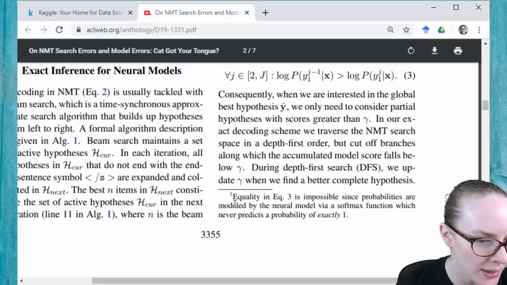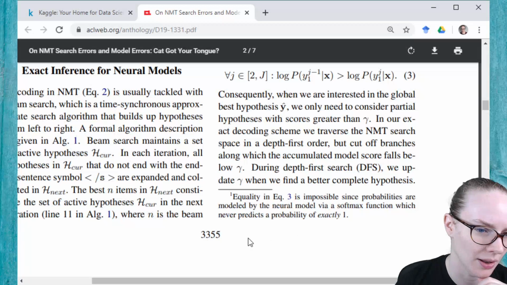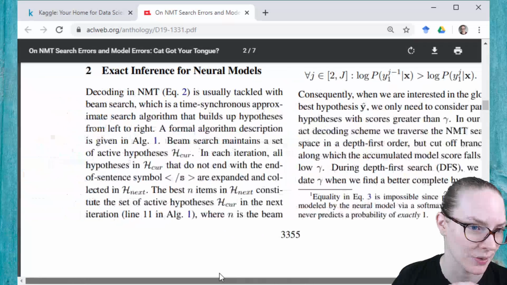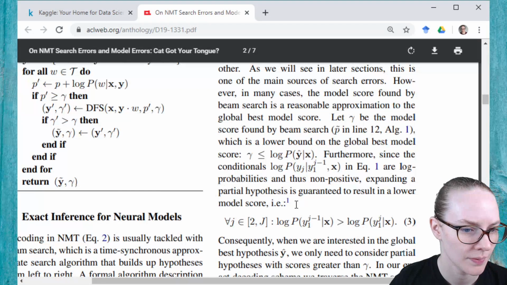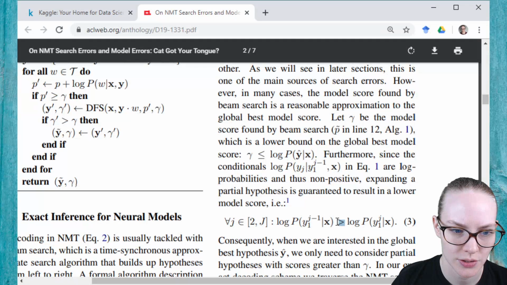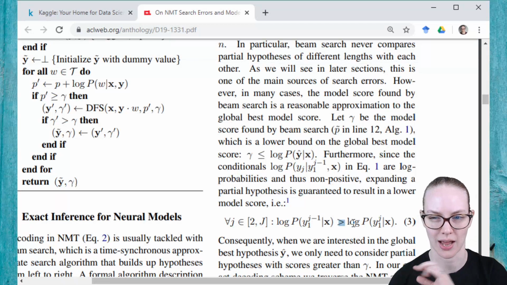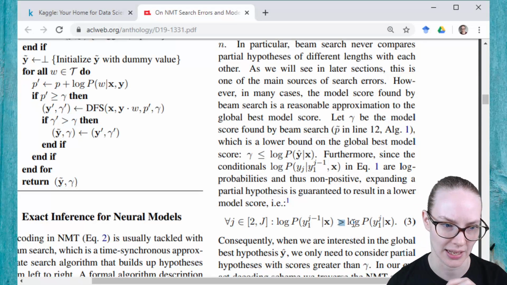Footnote: equality in equation 3 is impossible since probabilities are modeled by a neural model via a softmax function, which never predicts a probability of exactly 1. So this is why you know that it's always going to decay, just a little bit, not over time, but over the length of the sequence. So the longer the sequence is, the less probable it's going to be.